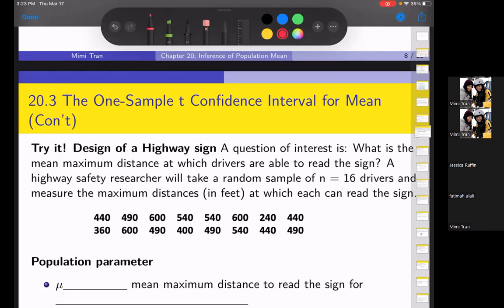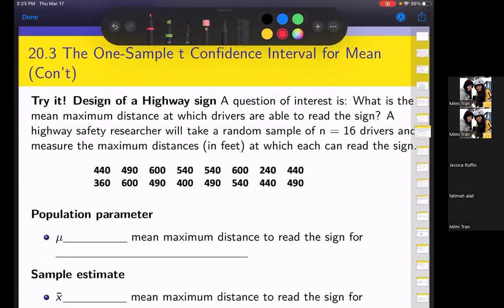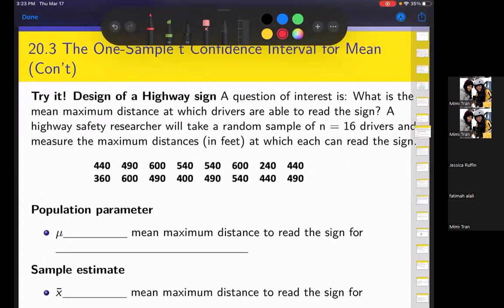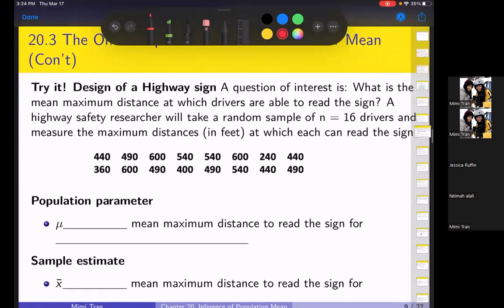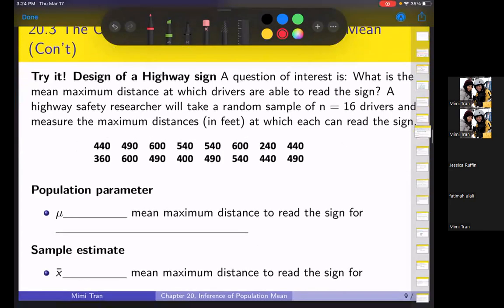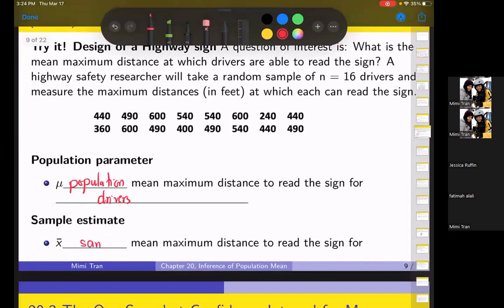So let's answer question by question. What is mu here? Everybody should tell me what mu is. Population or sample? Population, right? Or true, whatever you want to call it. Population mean distance to read the sign for drivers. And then X bar will be the sample mean maximum distance for the sample of drivers.